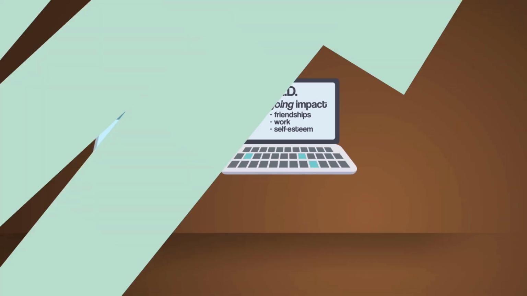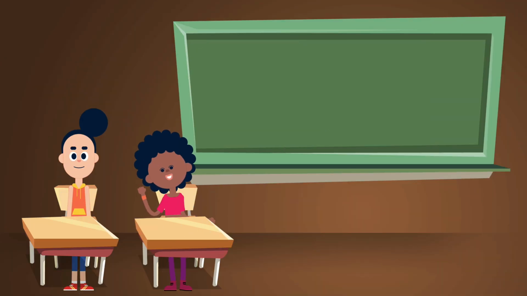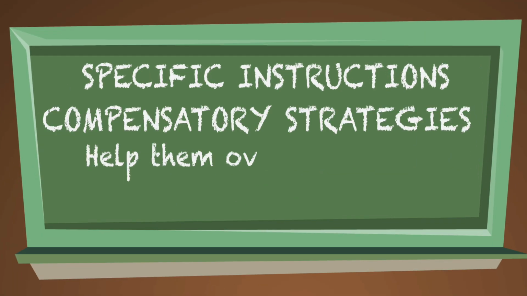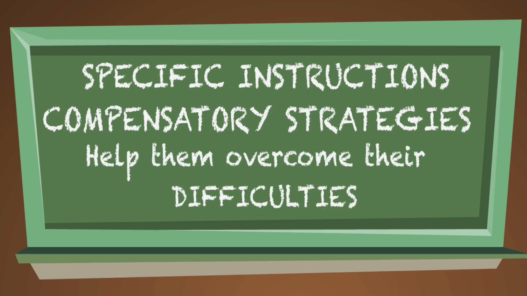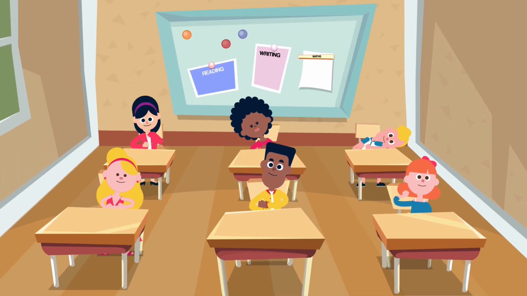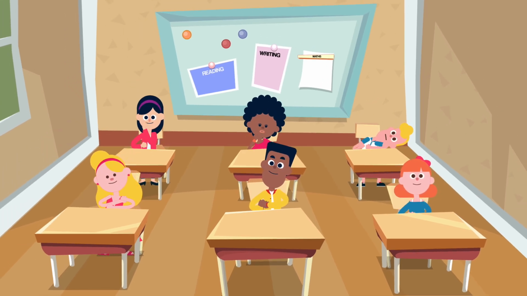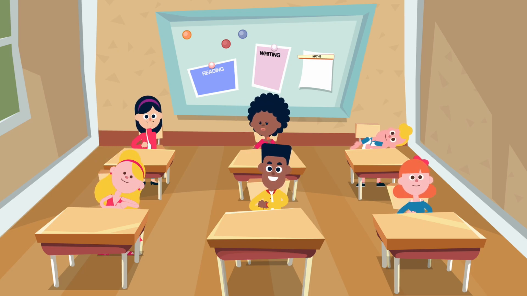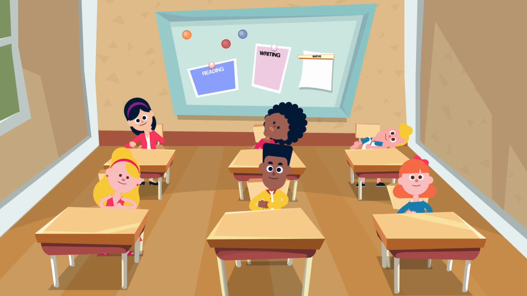However, students with learning disabilities can succeed when they have access to specific instructions and compensatory strategies to help them overcome their difficulties. Students with LDs may experience problems in the classroom environment with reading, writing, mathematics, executive function, and social situations. A learning disability can affect students differently across different academic tasks and settings.